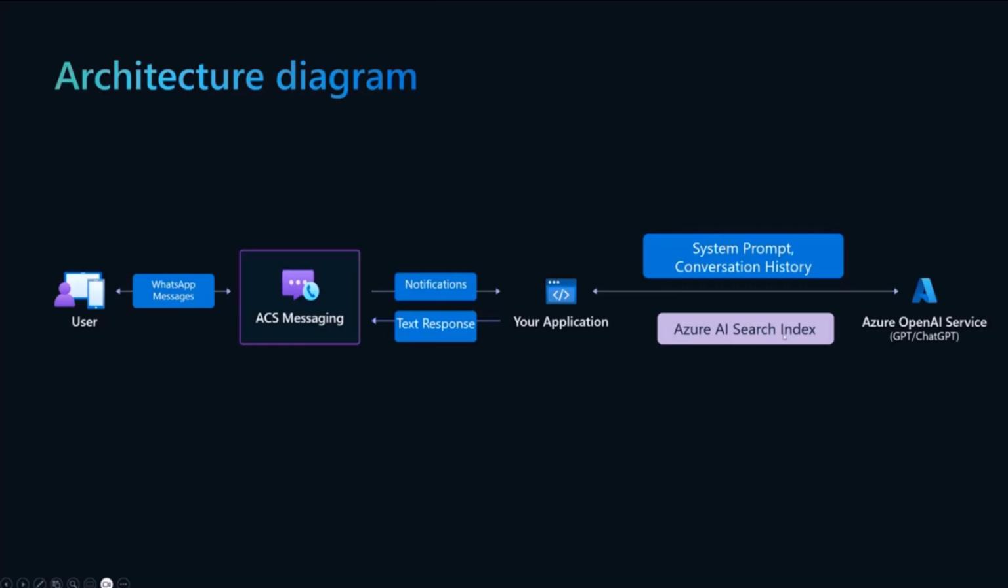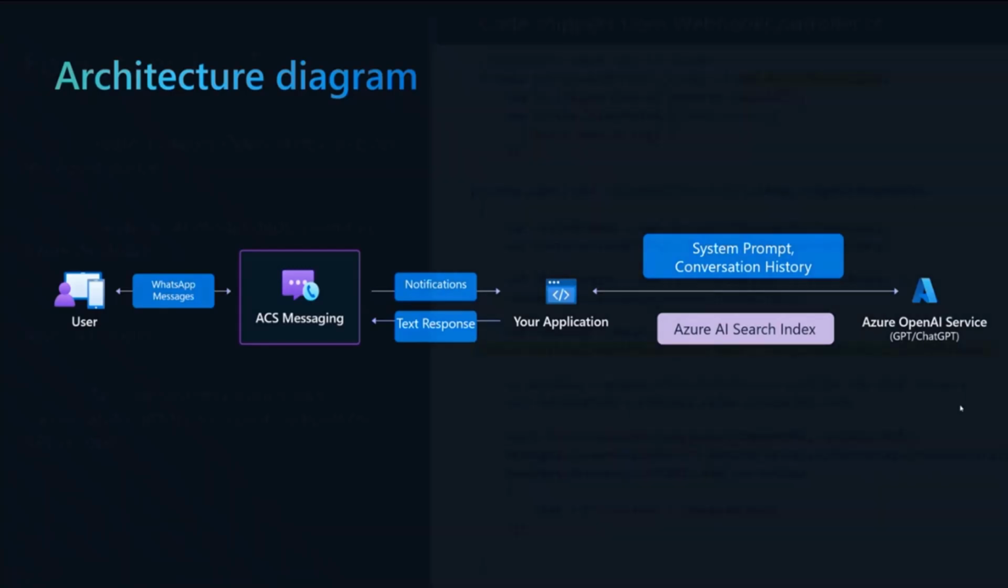I've added Azure AI Search Index here to indicate that if you were to build something like this in production, you would use something like Azure AI Search Index to index your knowledge base. I'll show you in my demo, I have used the prompt itself to pass the knowledge base to the LLM, but you would ideally want to use something like Azure AI Search if you were to bring this into production and index all of your documents.